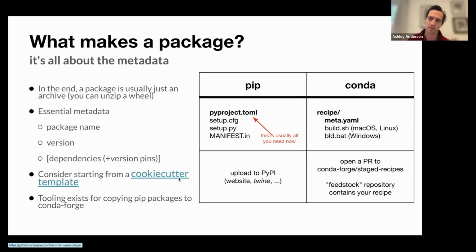And then if you have questions, come to Zulip or even just comment on those pull requests, and you'll usually get some help. But another key thing here is, consider starting from a cookie cutter template. This is true for anything, but especially Napari plugins, this cookie cutter template is great. What cookie cutter does is it gives you a sort of skeleton of a project, and then you can go in and fill it out with your own code.